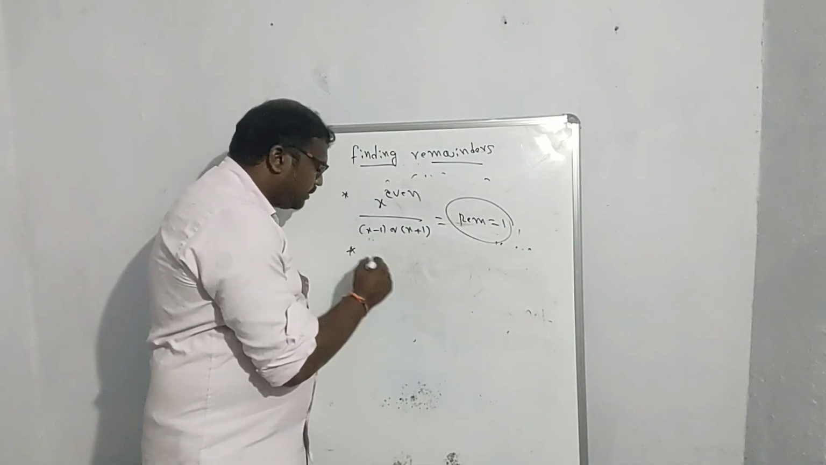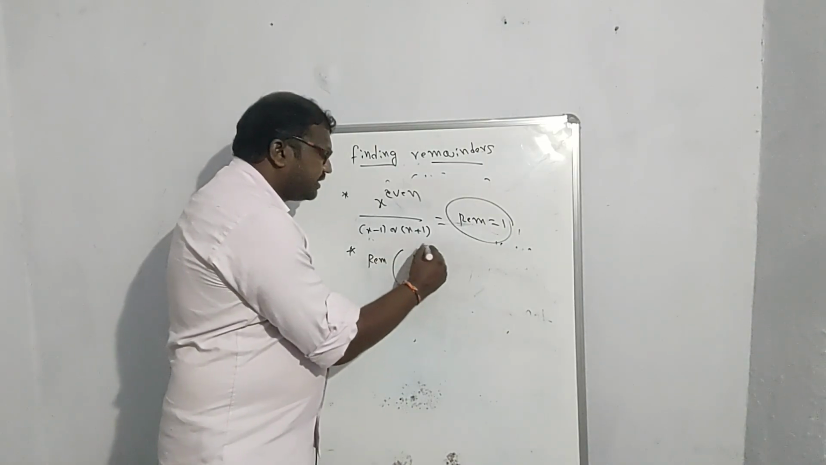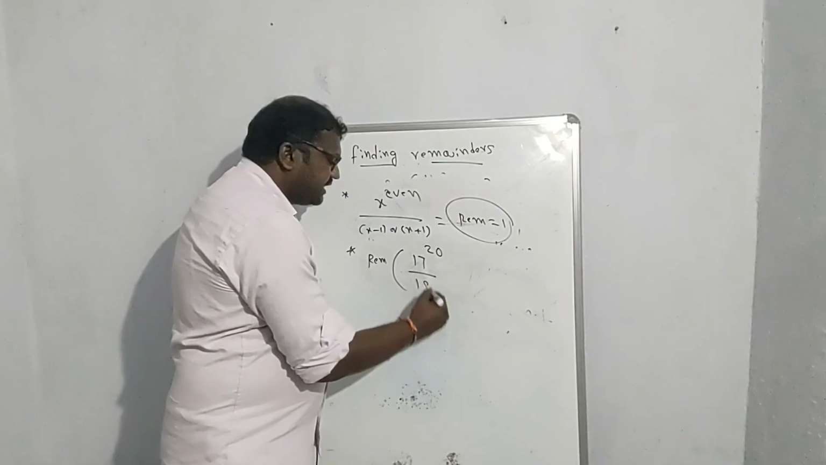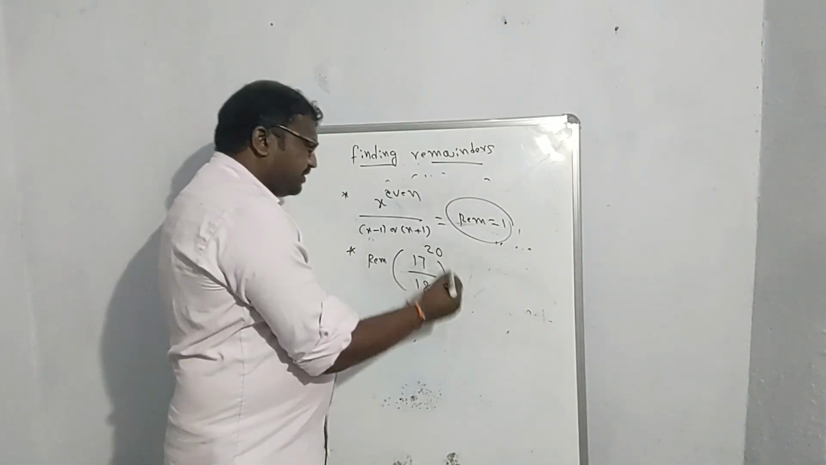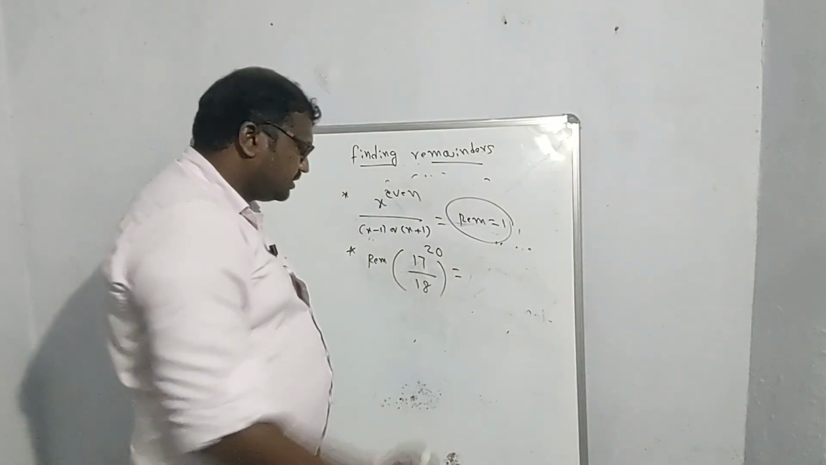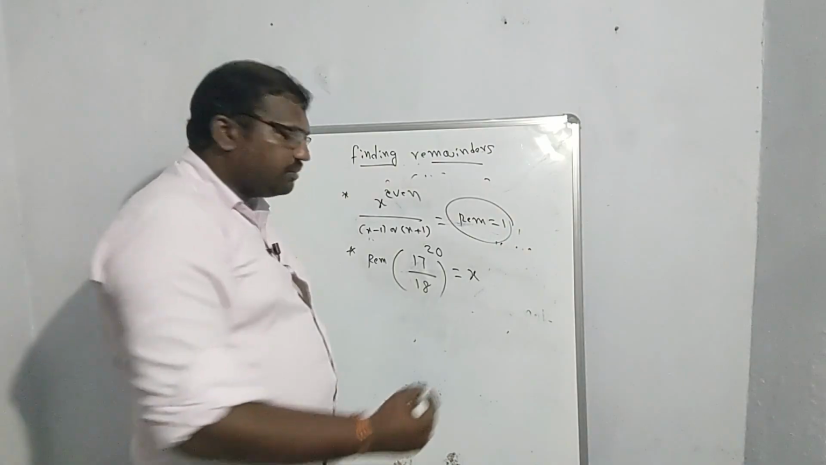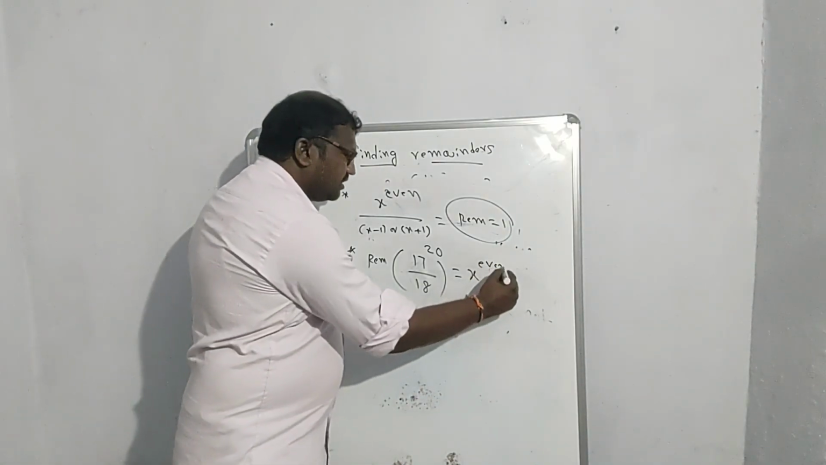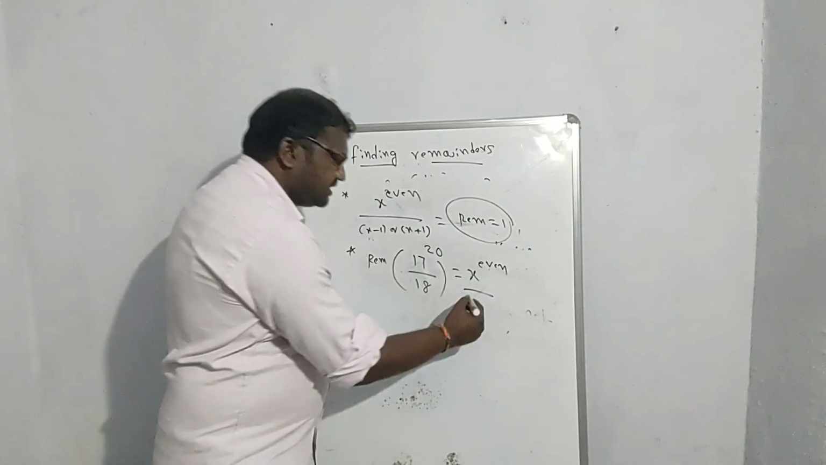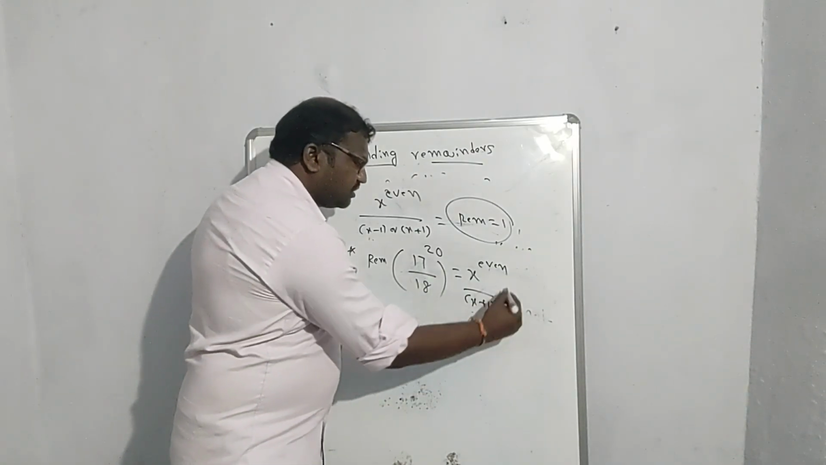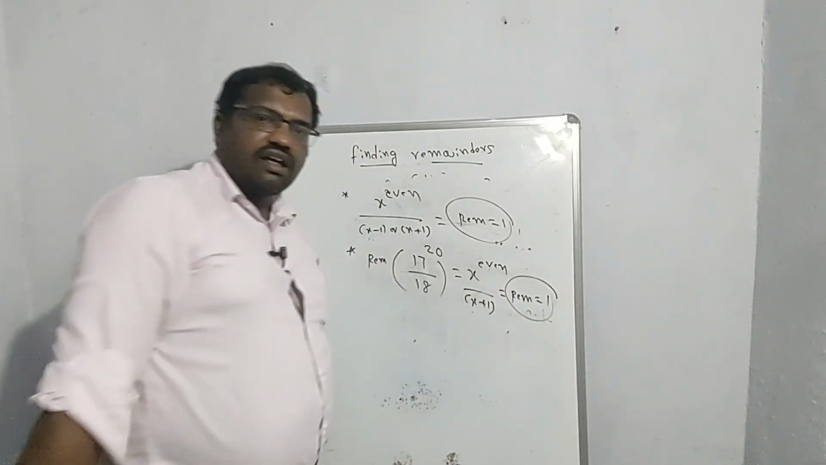So I will take one problem. Remainder of 17 power 20 divided by 18. Here if you check the formula, 17 is x, and the power 20 is an even number. 18 is more than 17, that is x plus 1. So your remainder is 1. Answer is 1.